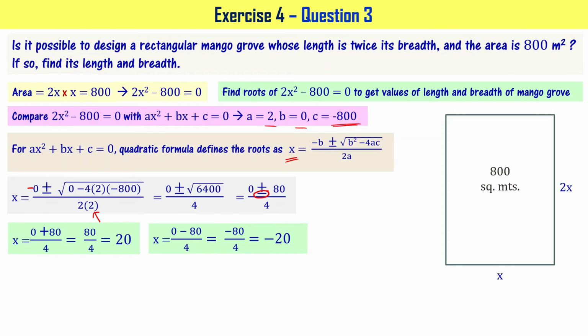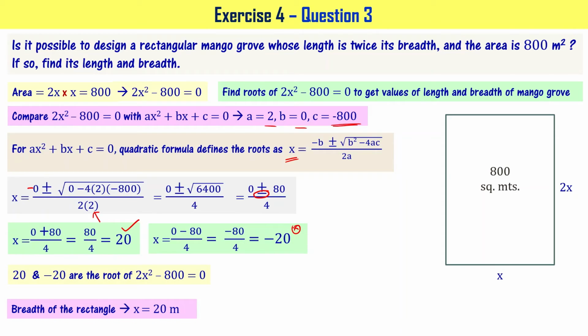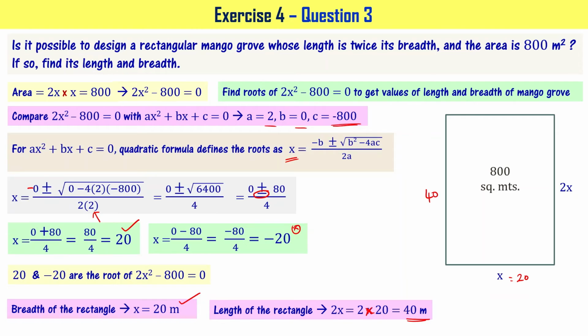Breadth of the rectangle cannot be a negative number. That's why we drop this. We only consider x equal to 20, right? Let me say that the breadth of the rectangle is x equal to 20 meters and the length of the rectangle is 2x, that is 2 times 20, that is equal to 40 meters. Got it? So breadth is 20 meters and length is 40 meters. This is the answer we are looking for, right?